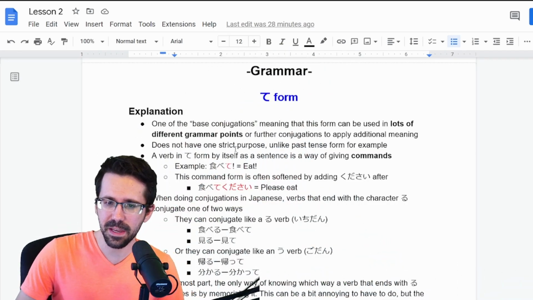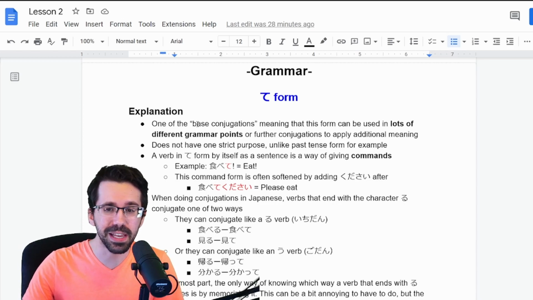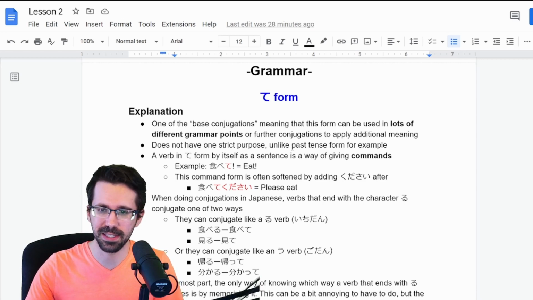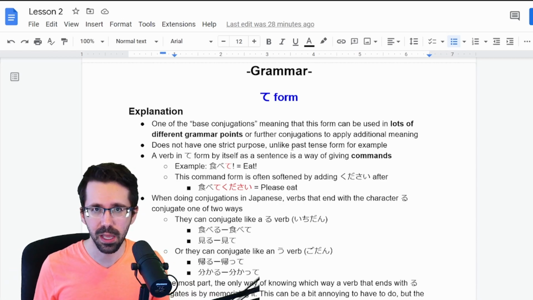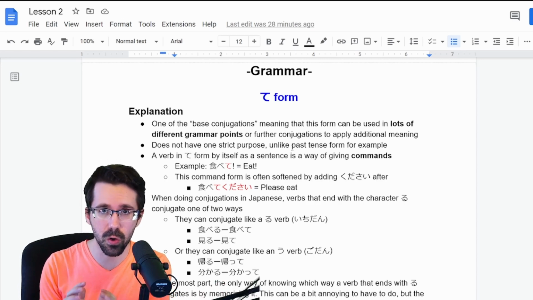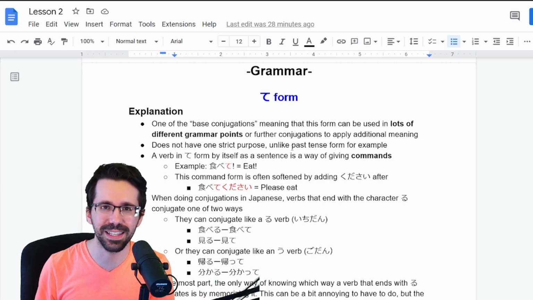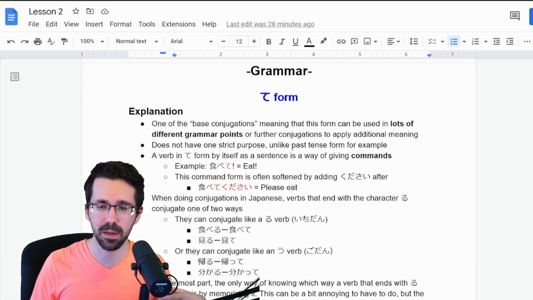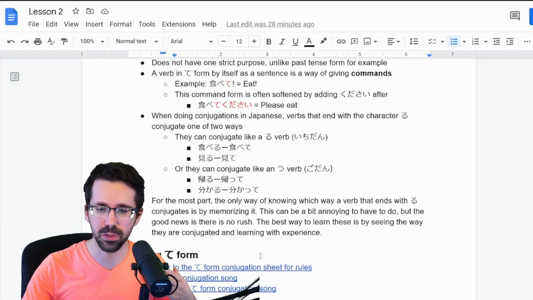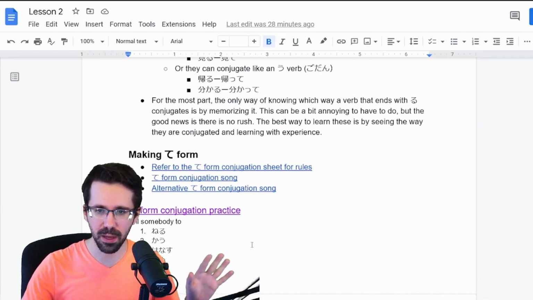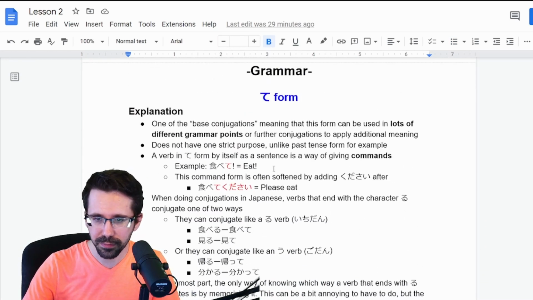First off, te form is what I refer to as a base conjugation, and that's why we're learning te form first. When I say base conjugation, what that means is that te form is used in lots of different ways. I just mentioned that the first way that we're going to be using te form is te form on its own, which is command form, when you're telling somebody to do something. But there's lots of different ways of using te form by adding on to it. For example, the next thing that we'll be learning is present tense, which is te iru. But for now, let's just focus on te form on its own.